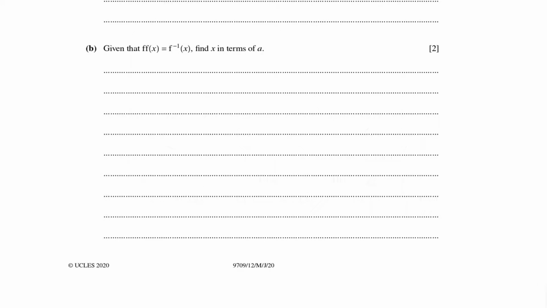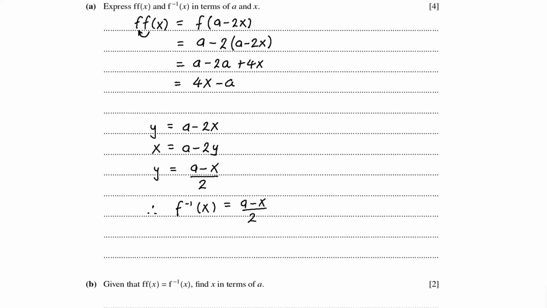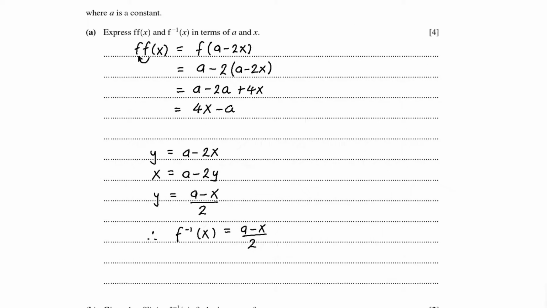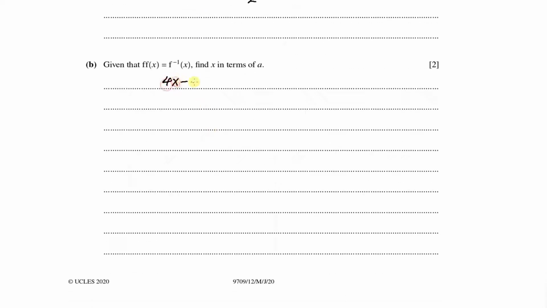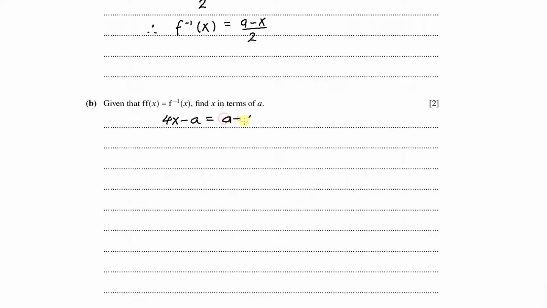Now for part b, given that f of f of x is equal to f inverse of x, find x in terms of a. So now we are equating f of f of x and f inverse of x. So f of f of x is 4x minus a. So here I'll be having 4x minus a, and it's equal to f inverse of x, which we got to be a minus x over 2. So let's simplify this. Multiplying both sides by 2, we'll be getting 2 times 4x, that's 8x, and 2 times minus a, that's minus 2a. It's equal to, the 2s will cancel, so it's a minus x.